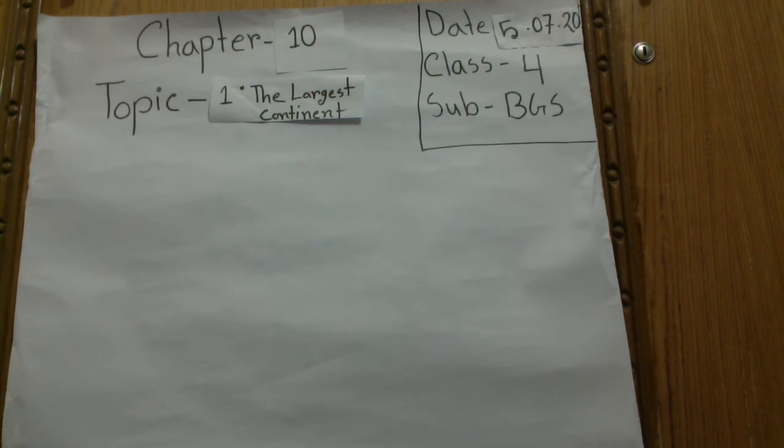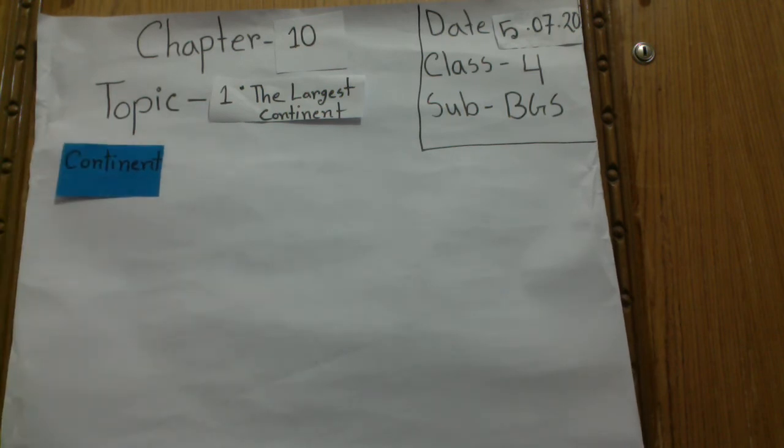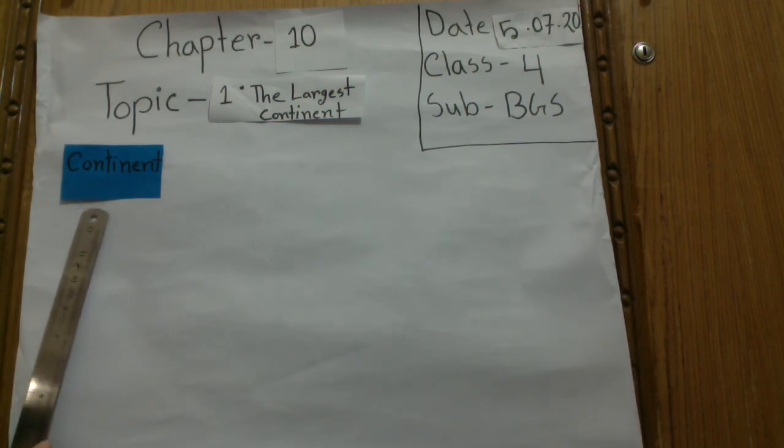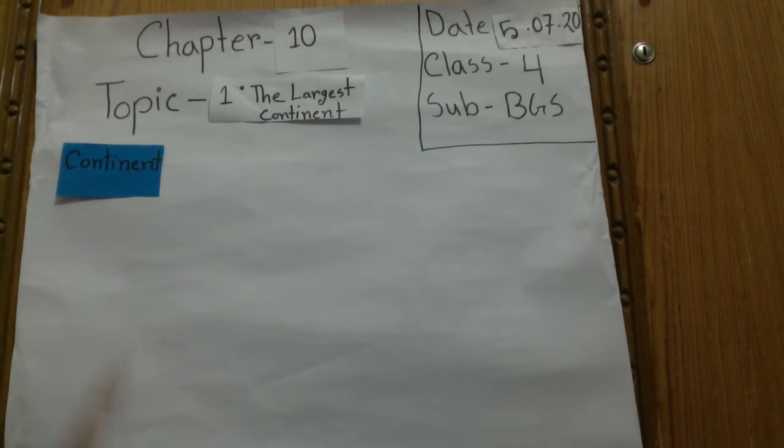So, what is our topic? The largest continent. At first, we have to learn what a continent is. What is called continent? A continent is a very large area of land that consists of several countries. This is called continent. There are 7 continents in the world. How many continents are there in the world? The 7 continents.